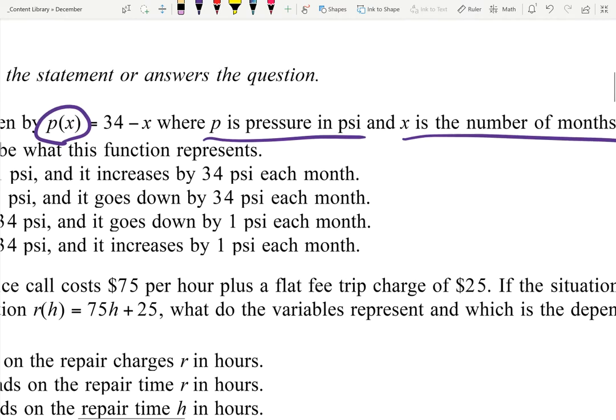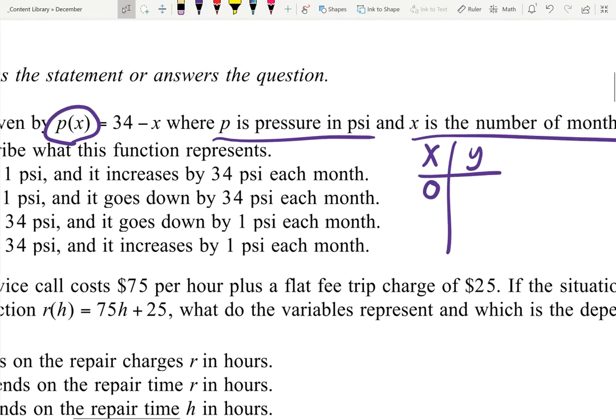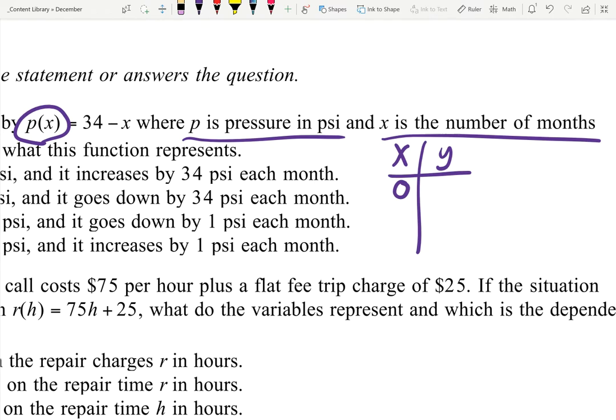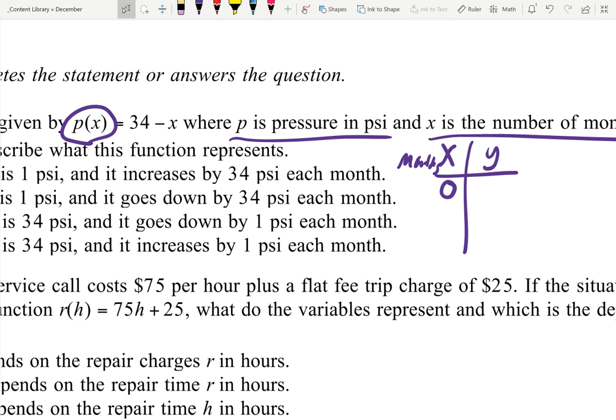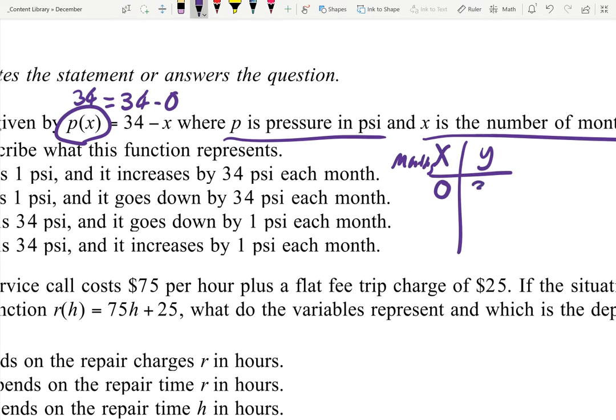So let's create a little bit of a table here, just to illustrate my point. You don't necessarily have to do this on the quiz, but it might help you to see what's going on. Let's start with month 0. Remember, X is the number of months. Month 0, this would be 34 minus 0. Well, 34 minus 0 is equal to 34, meaning that the pressure is 34. So this indicates to us that at month 0, which is just the beginning, we have 34 psi.